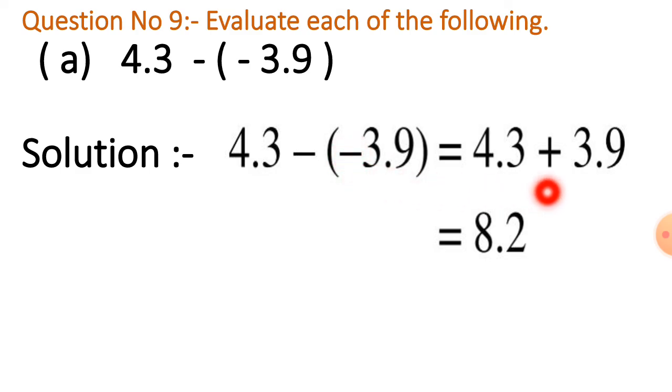Minus minus gets plus. So we are going to add these numbers. 9 with 3 becomes 12. 1 carries to the 4, and 3 with 4, if we add, it becomes 7. 1 carries there, 8. So 8.2 is the answer.